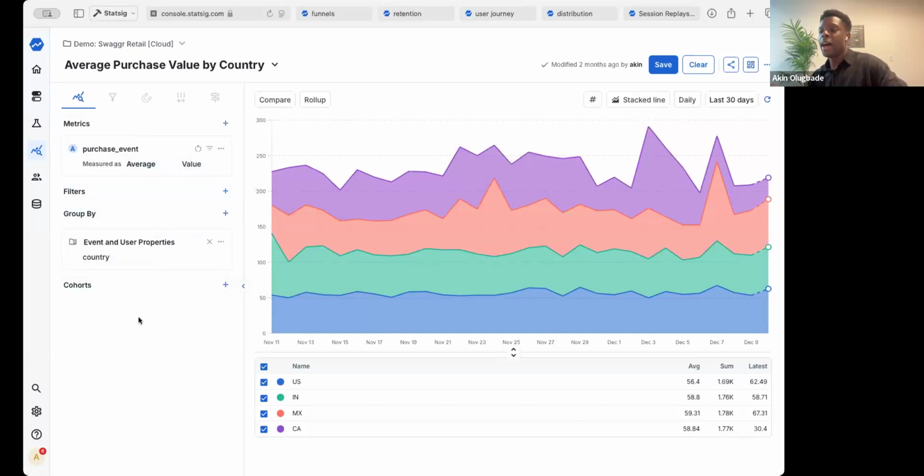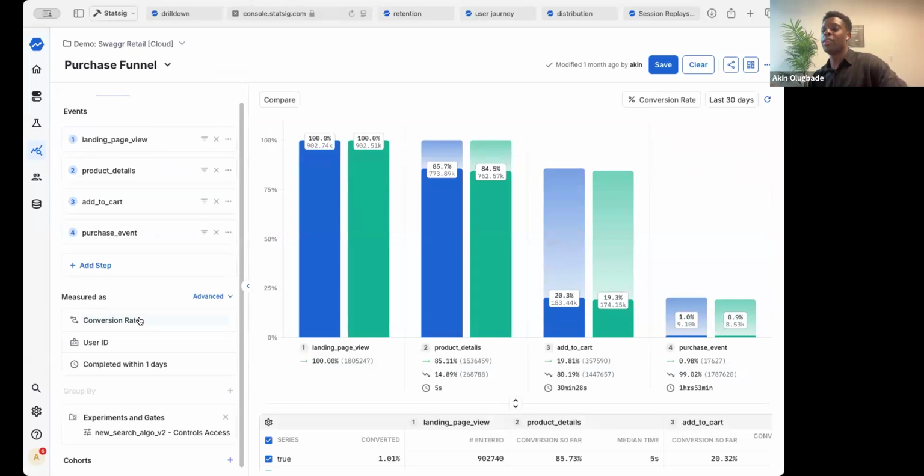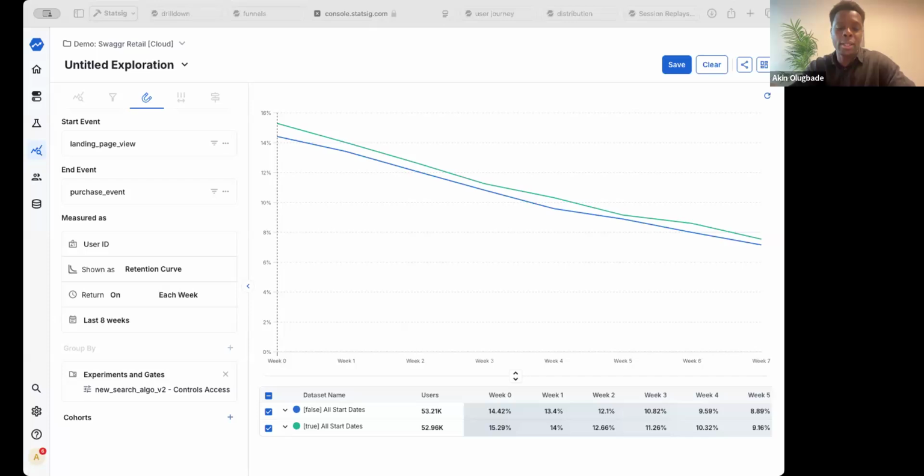Next, an important question that people often need to answer is how are people converting through the valuable workflows throughout your product, right? This is best answered by a funnel, and I'll get into some of the things that we can do with funnels as well. Next is retention, right? How are people being retained in my product? And this is best answered by retention charts.